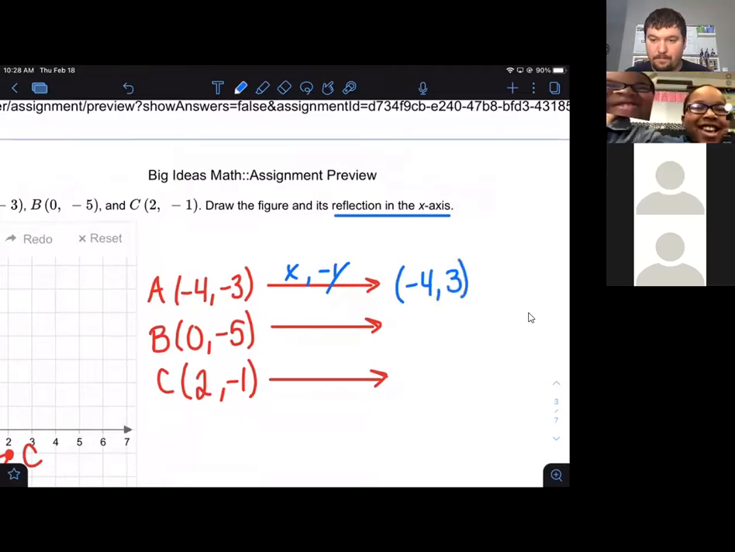On the quiz, would you count off if we didn't write the x and negative y? Yes. Because that's part of the error. Yeah, you have to write that. That way I know what's going on. So if you make a mistake, I know that you at least knew what you were doing, right? That's like showing your work. So this is your work, and then this will be your answer.